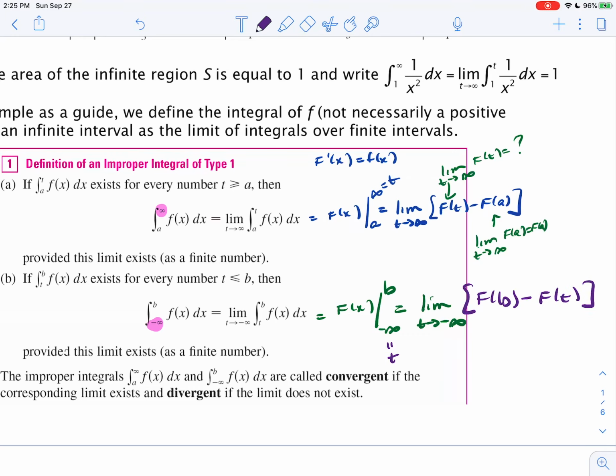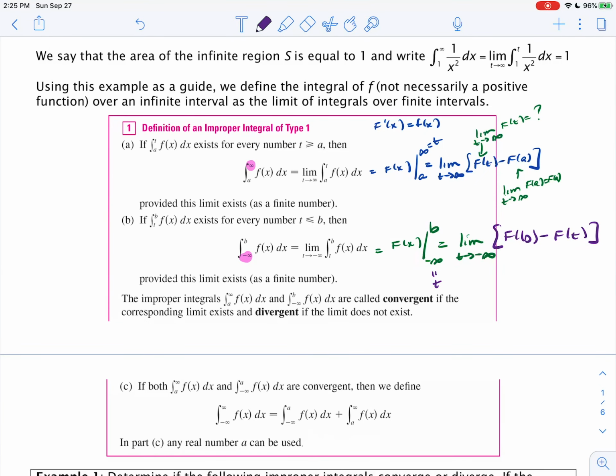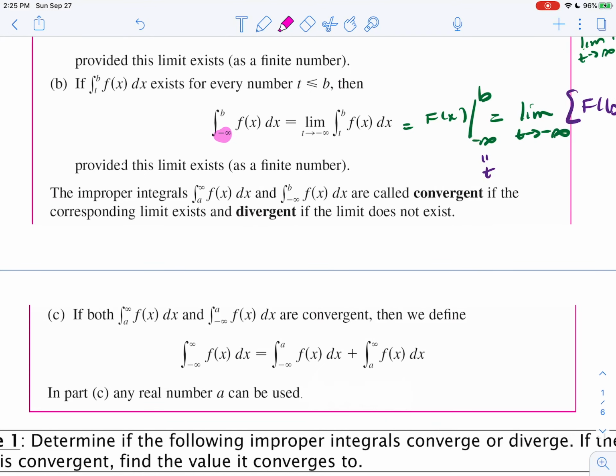So again, the f of b is going to end up being a constant, and the limit of a constant is the constant. And then it's a matter of calculating the limit as t goes to negative infinity of f of t. Good.